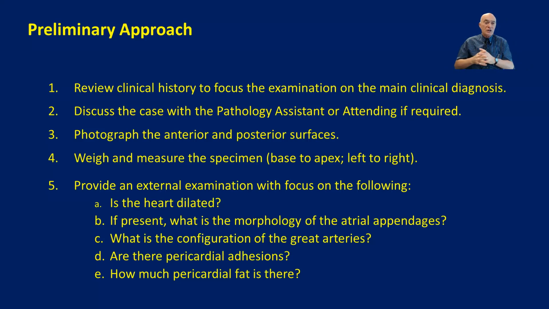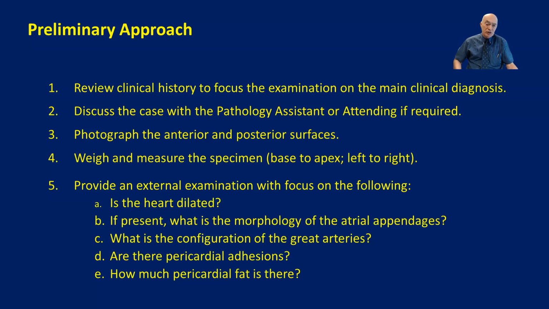The first approach after that external examination is to weigh the specimen and measure it, and also provide any kind of information in the external examination. Note if the heart is too big, is dilated, or if there is some kind of alteration of the morphology or in the configuration of the great arteries. Sometimes there is some switching in the morphology of these, some congenital abnormalities.